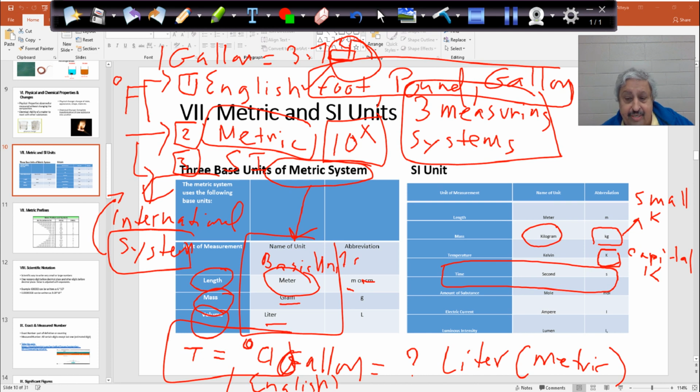Amount of substance is the same as time. Whether you are in English, metric, or SI, they use the mole, correct? Those two items are the same. Electrical current uses the ampere in SI, the same thing. Some units are really the same. Luminous intensity, lumen, those are the same. They are not changing those units. But the main thing is temperature is totally different, and the mass, the volume, and the length are different from each other.